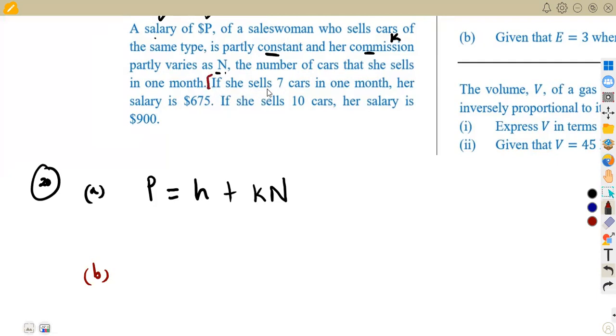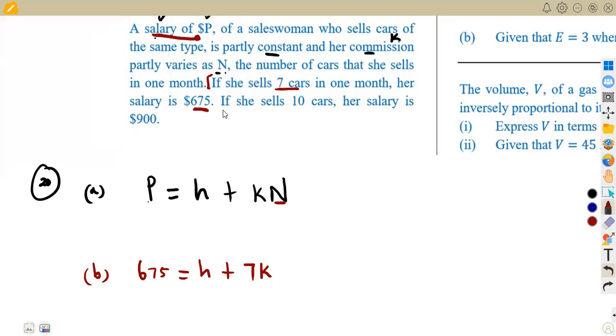If she sells 7 cars in 1 month, her salary is what? 675. We are given the salary, which is P in this case, it's 675. So P is 675, which is equal to H, a constant, plus K, in this case K times N, N being the number of cars. So she sells how many cars? In this case, 7 cars. So it's going to be 7K.